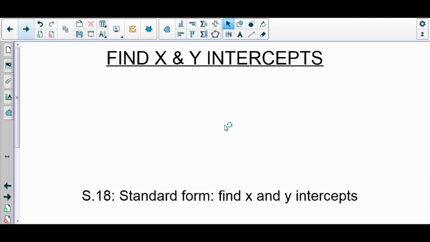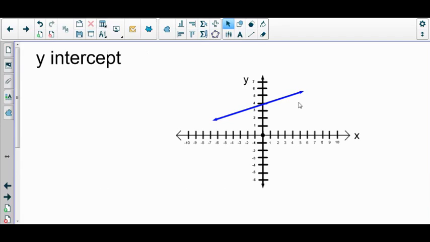Okay, so find x and y intercepts. Let's look at the y-intercept. What do I mean by intercept? Well, there it is right there. That is the y-intercept. That is where the line that's been graphed crosses the y-axis. So let's go ahead and get this, and I'll show you what I mean. All right, it would be right there. That is the y-intercept. And the coordinates of that would be, well, what's the x-coordinate?